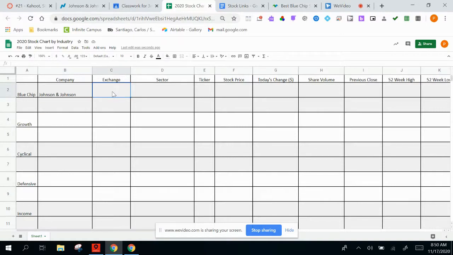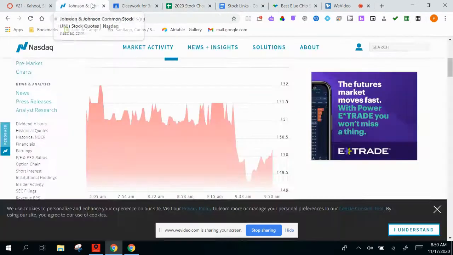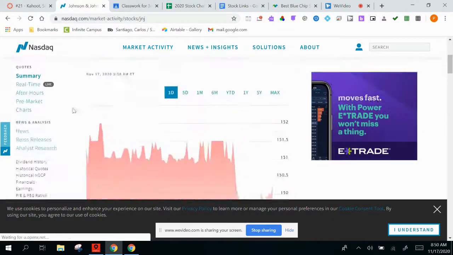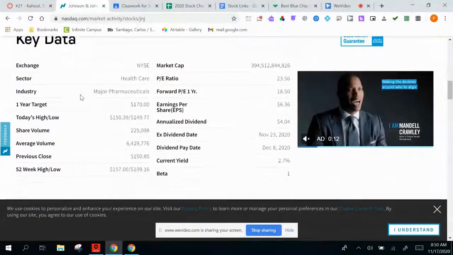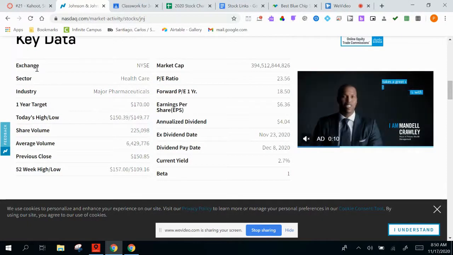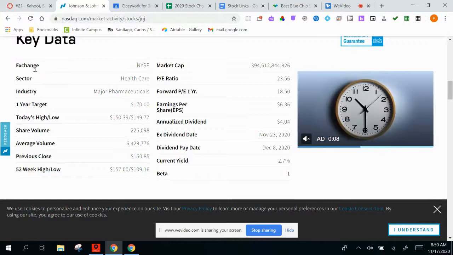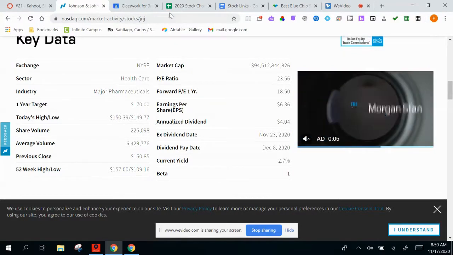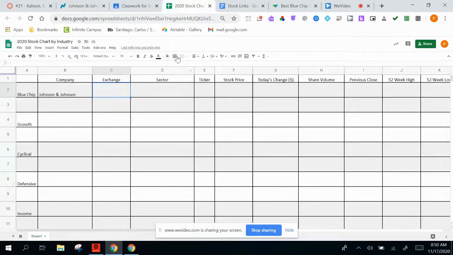The exchange, or the stock index on which it's used. Now, I saw it in the article, but I'm going to show you where you can find it on Nasdaq as well. Right down here. That's why I try to keep the phrasing consistent. So on Nasdaq, it calls it exchange. So I'm going to put NYSE. It's traded on the New York Stock Exchange.